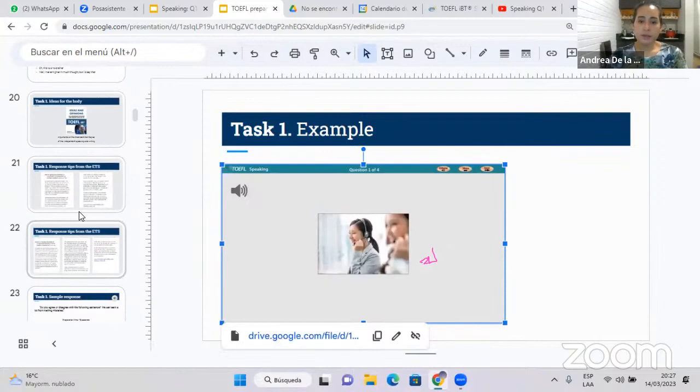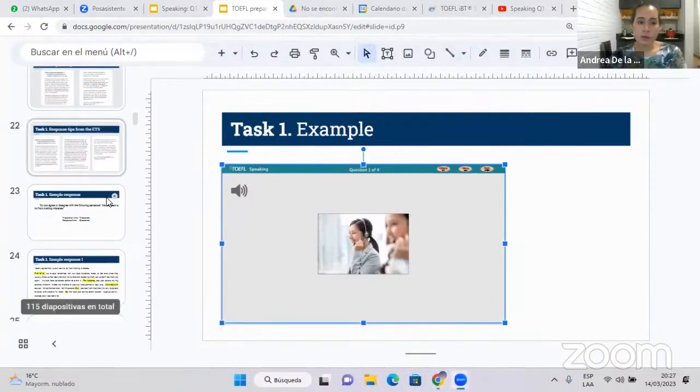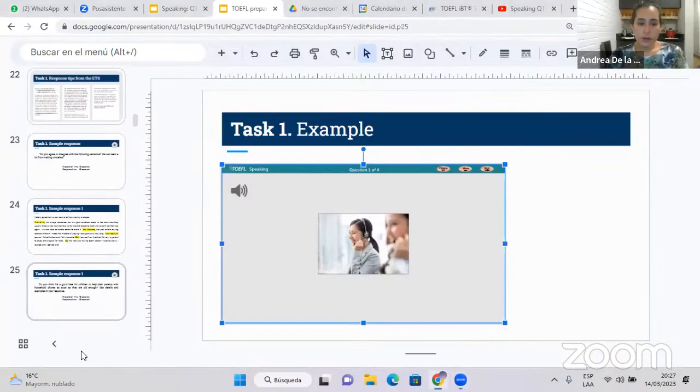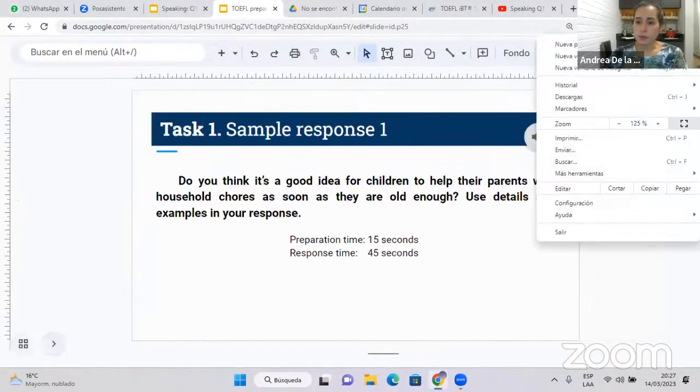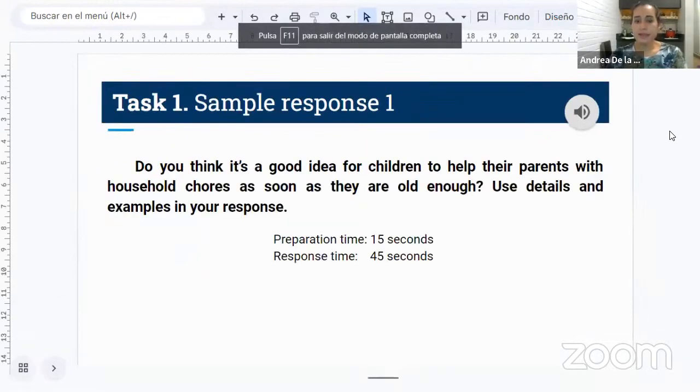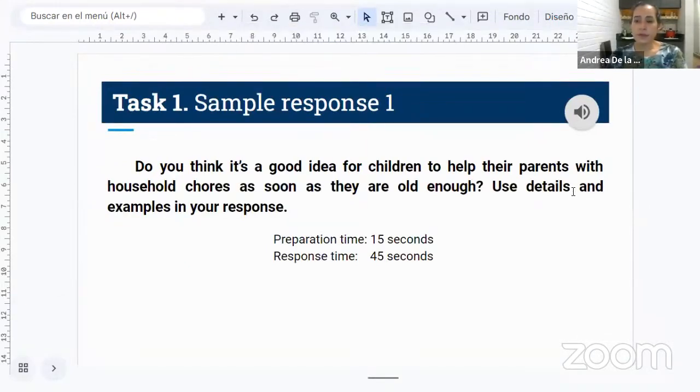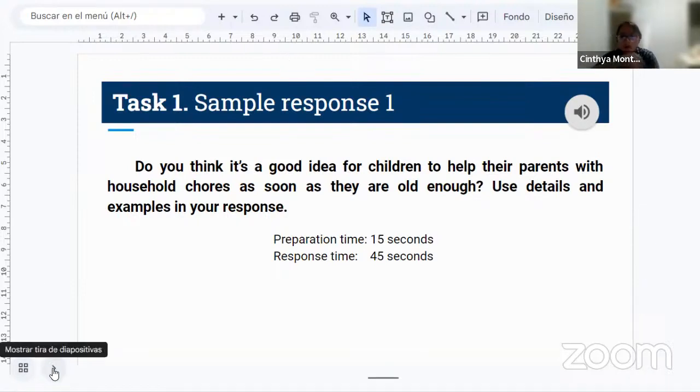we're gonna take some time to hear a couple of responses, okay? So that we can analyze them and you will tell me what you think about them and we'll see. By the way, these are top score responses, okay? So we're gonna hear a sample response for this one here. Cynthia, could you please read the question? Do you think it's a good idea for children to help their parents with household chores as soon as they are old enough? Use the tasks and examples in your response.